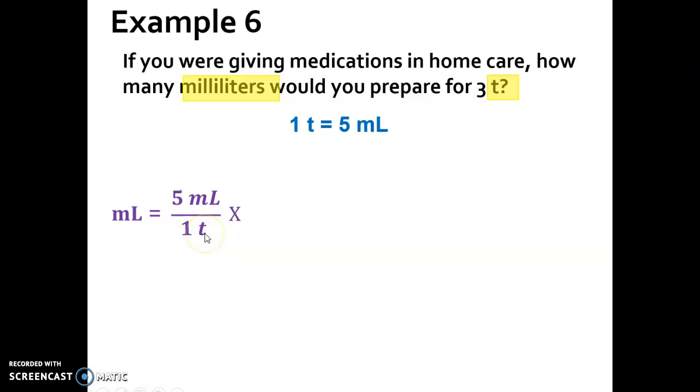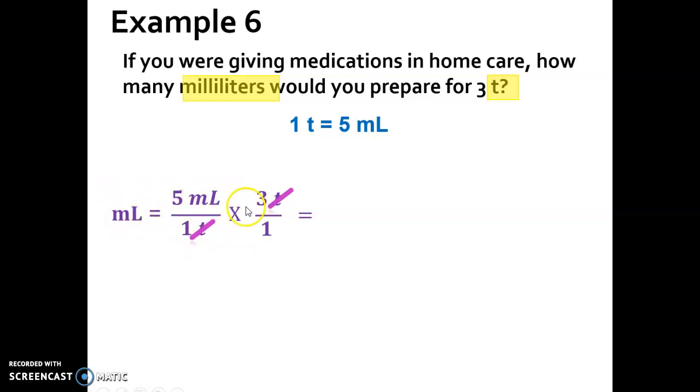Now it's going to put teaspoons at the bottom, so that means that we need teaspoons at the top in our next fraction. And they were giving us the 3 teaspoons, right? So we're going to pair that with a 1. All right, so before you do the math, let's check the units. The teaspoons are going to cancel. All you have left is the milliliters, which is what we were after. So we're ready to go.